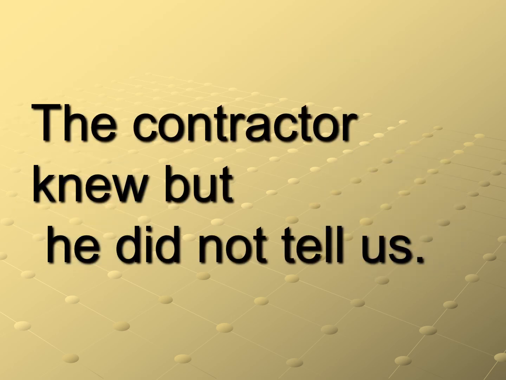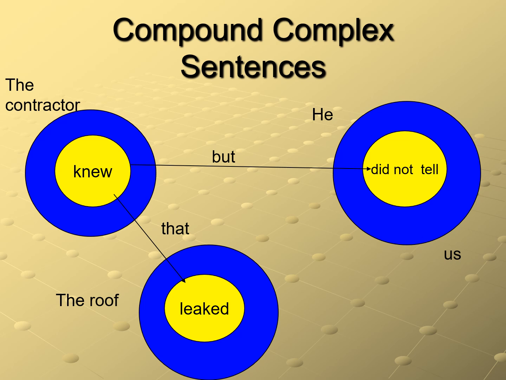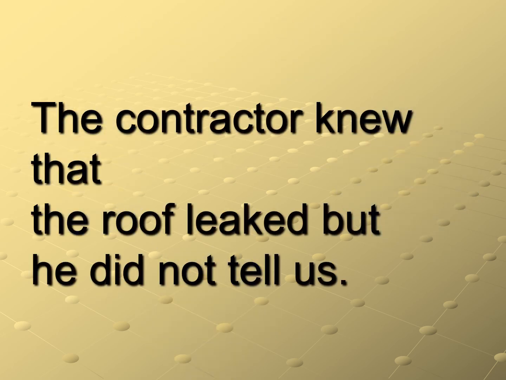Finally, we come to compound sentences. "The contractor knew, but he did not tell us." Now these two are independent sentences. Knew is the verb of the verb nucleus of the part "the contractor knew," and "did not tell" is the verb nucleus of the other part, but both are independent.